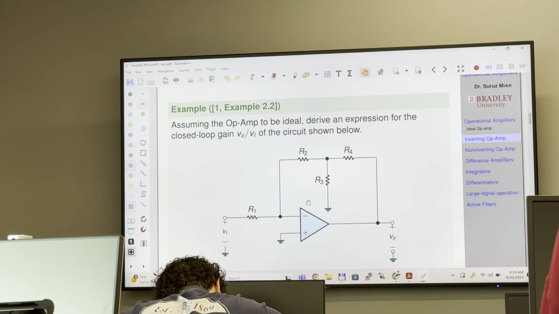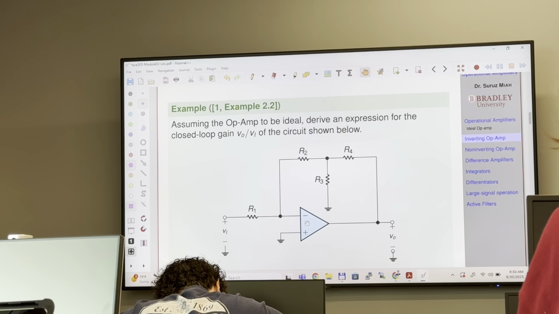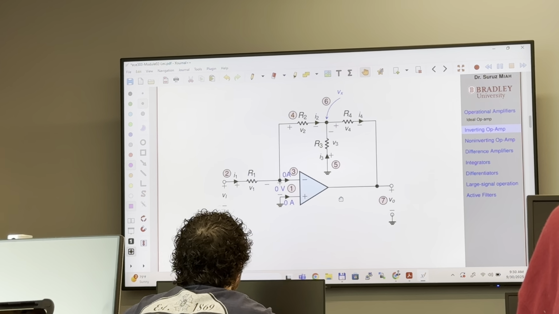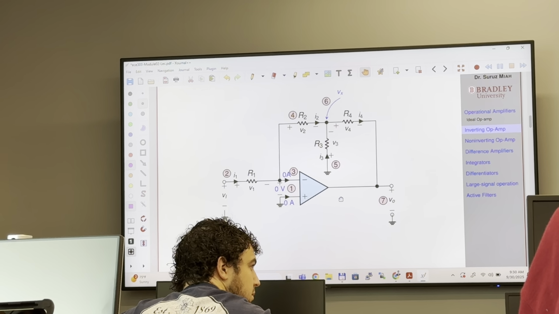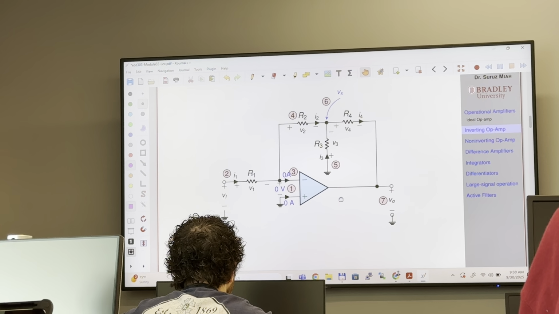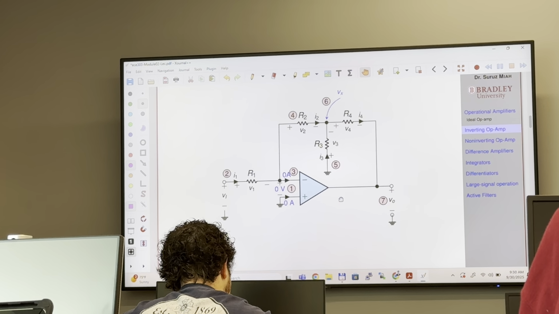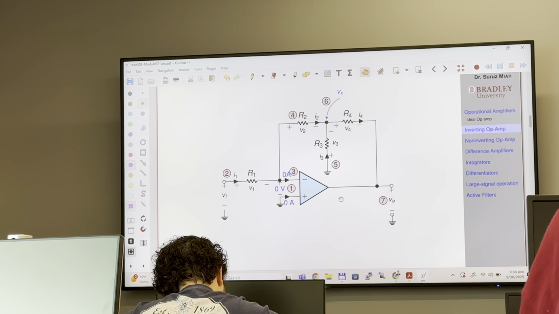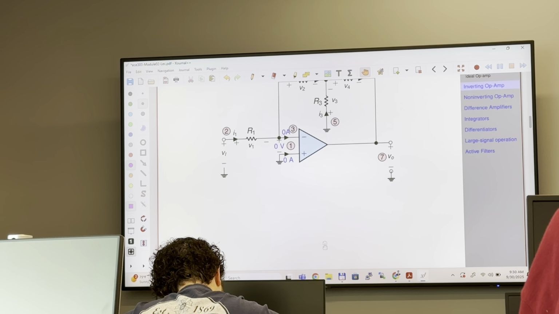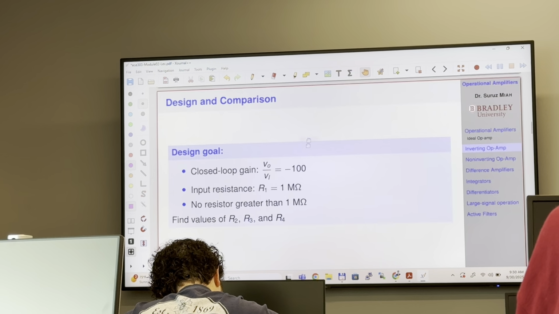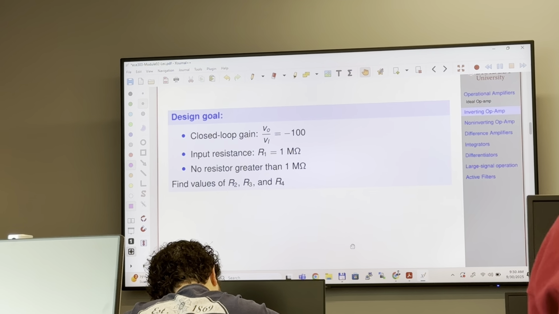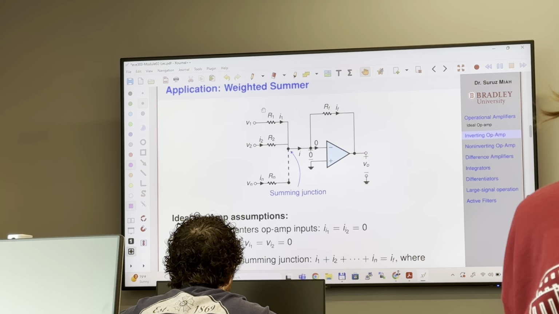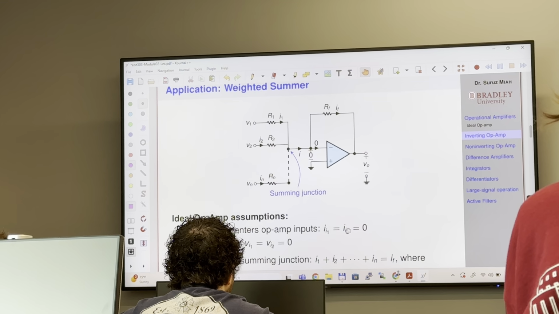This example is very, very important, guys. Make sure to go through this example and solve it at least 2 times. See how I have annotated all the currents and voltages. Design consideration, I also went through this. Weighted summer.